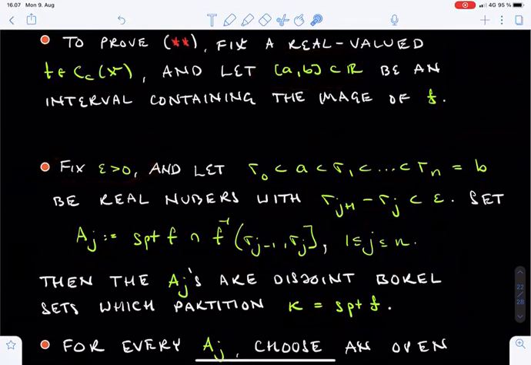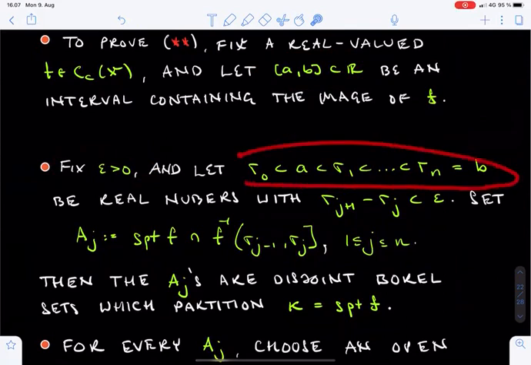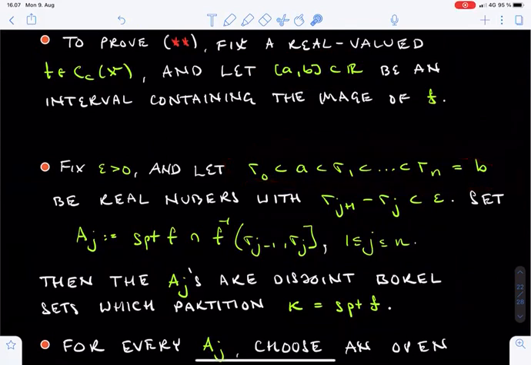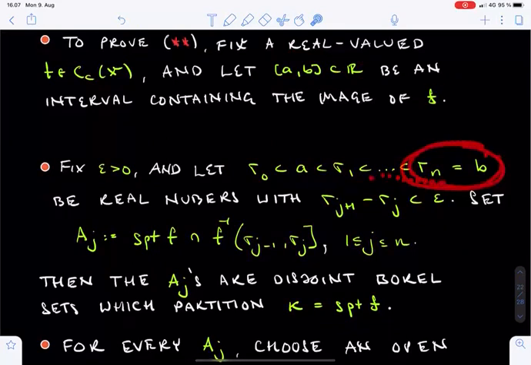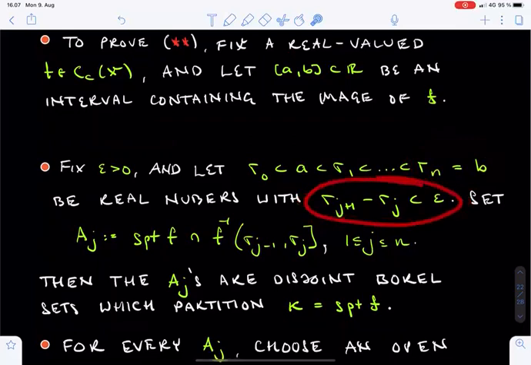Fix some positive parameter epsilon and let r_j be real numbers with indices between 0 and n. We request the following properties. First, r_0 should be strictly smaller than a, which should be strictly smaller than r_1. Then the remaining r_j's are placed between a and b in such a way that r_n equals b, and the difference between every consecutive pair r_{j+1} and r_j is smaller than the fixed constant epsilon. Of course, this also applies to r_1 and r_0.